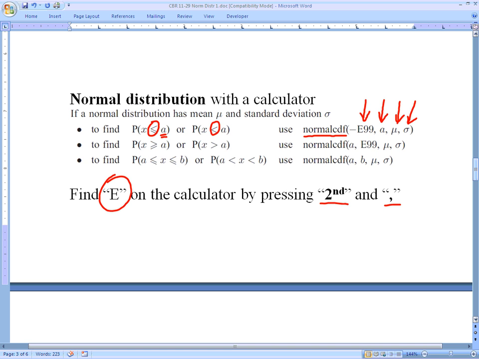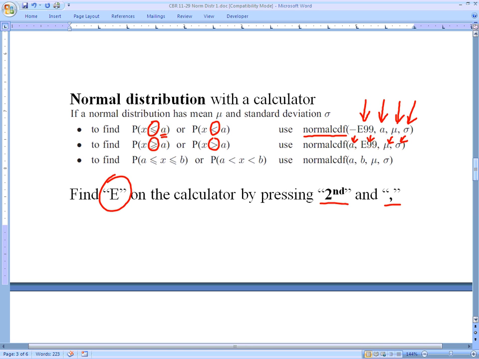If we're trying to find a value that is greater than or equal to some number, that number will be the lowest one. We type that in first after normal CDF, and then we do E99, which means we just go on forever towards infinity. Again, we get the E by pressing second and the comma, and then our mean followed by our standard deviation. They're in alphabetical order. So your lowest number, your highest number, your mean, and your standard deviation.